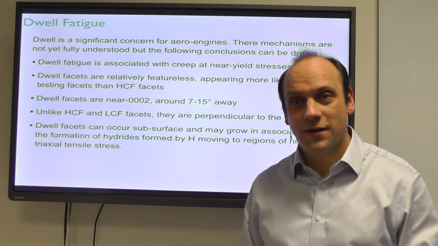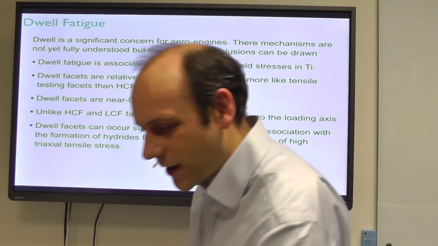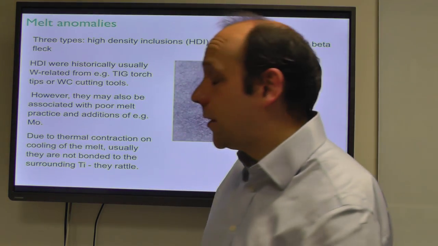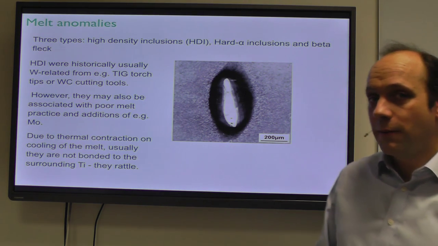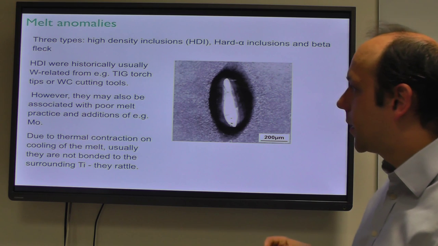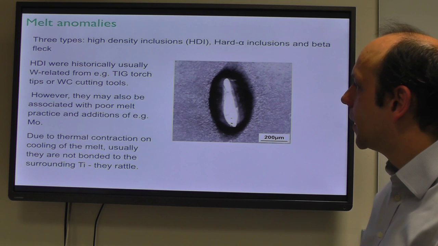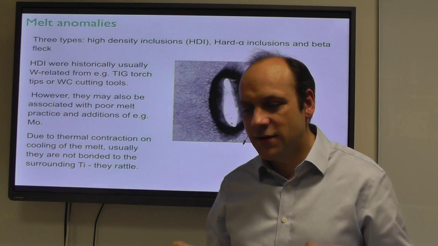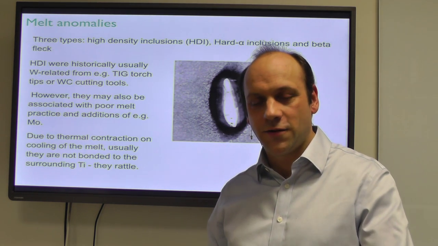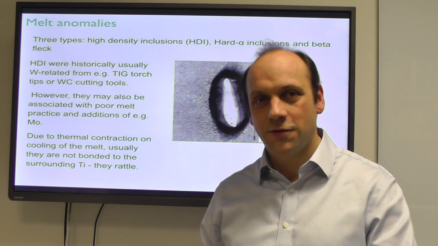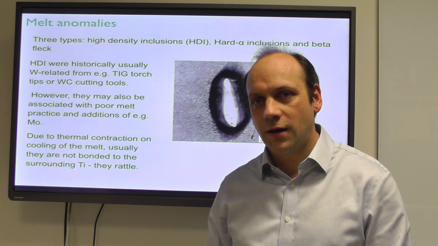What we'll now turn to consider, back to titanium metallurgy, and we'll have a little sprint through that. So we've talked about one type of melt anomaly: hard alpha inclusions, when we talked about Sioux City. There are a couple of others to think about, one of which is high-density inclusions, so-called HDI. Historically they were usually tungsten-related, so things like TIG torch tips, tungsten carbide cutting tool debris, something that is coming into the melt.